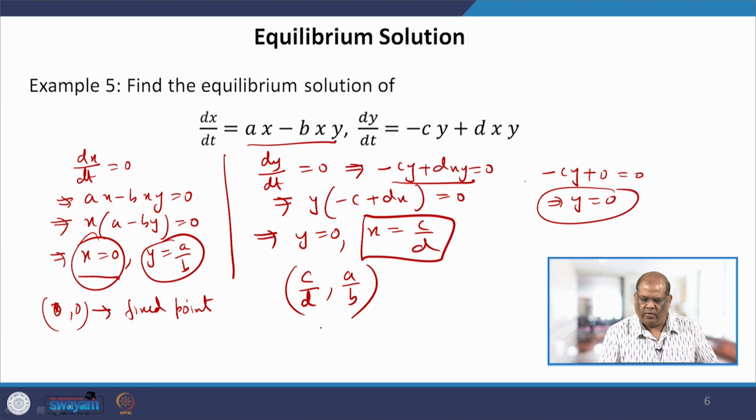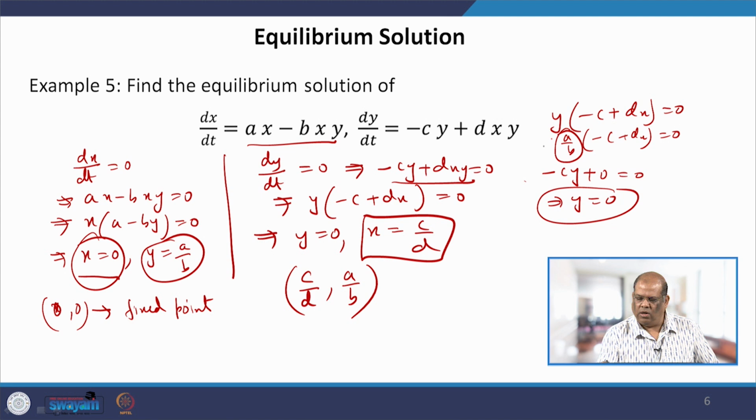Well, how do you get that? See, if you put it here, y equal to a by b, I have the equation minus c plus dx equal to 0. So, if I put y equal to a by b here, I get minus c plus dx equal to 0. This is not 0, so the only thing is that this is equal to 0, which gives me x equal to c by d. So, x star, y star is c by d and a by b.